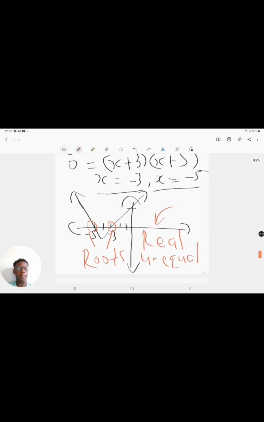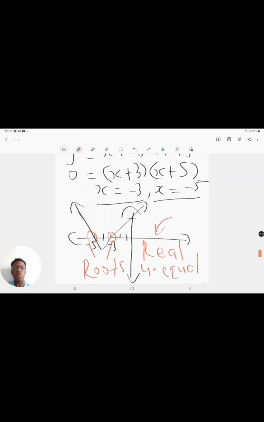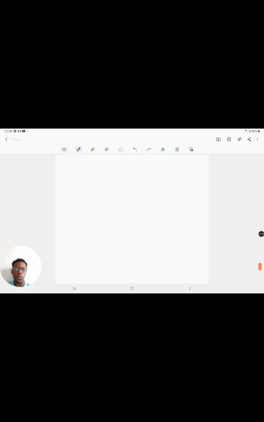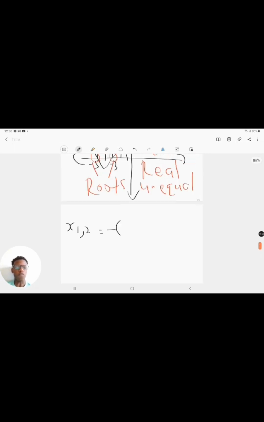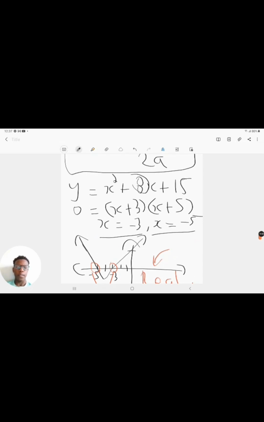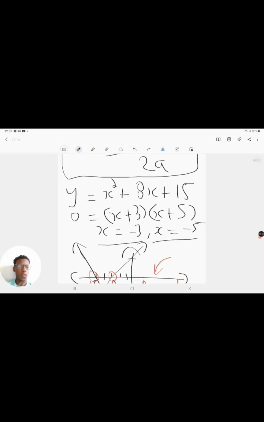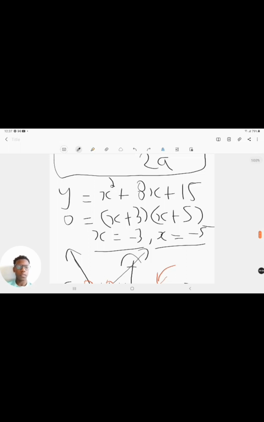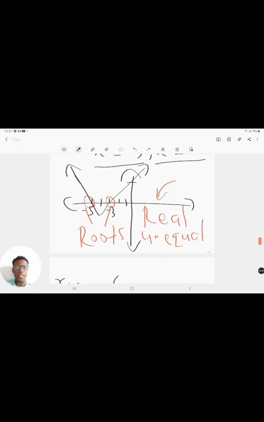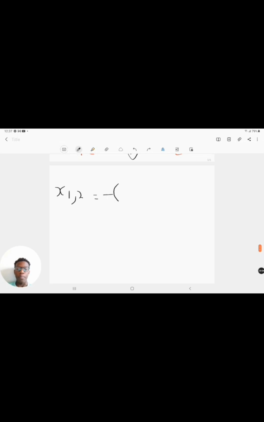But how would you tell that mathematically? Well, let's use the quadratic formula quickly. If you were to use the quadratic formula, you would say x1 and x2, because you've got two roots. Then you're going to say minus b. What is b? b is 8. So a is 1, b is 8, c is 15.